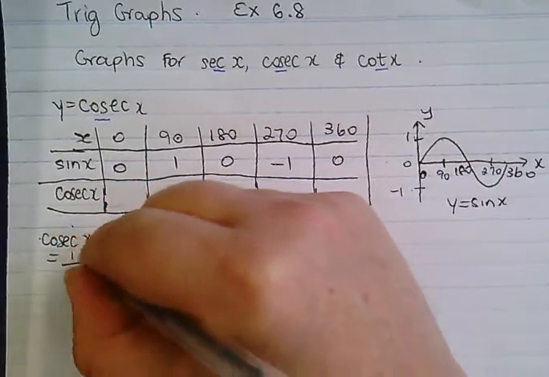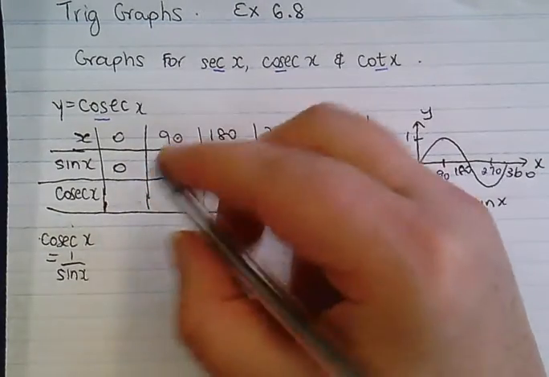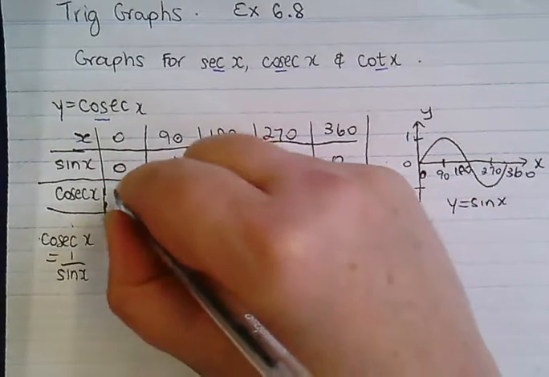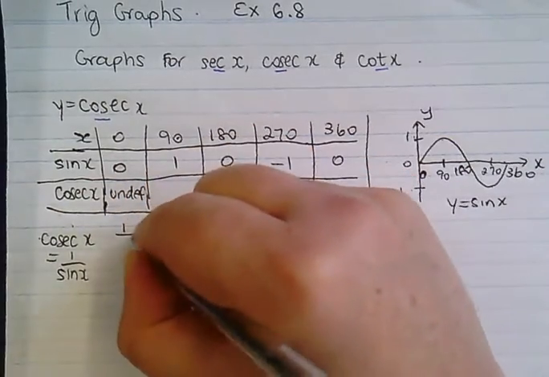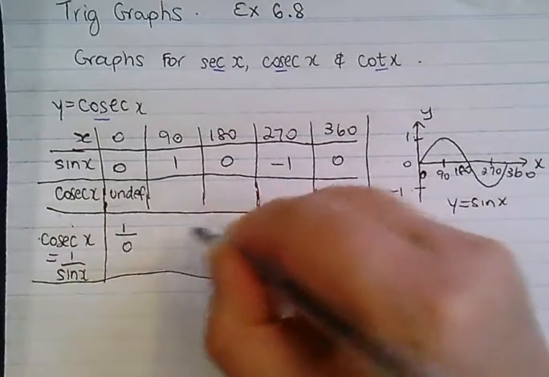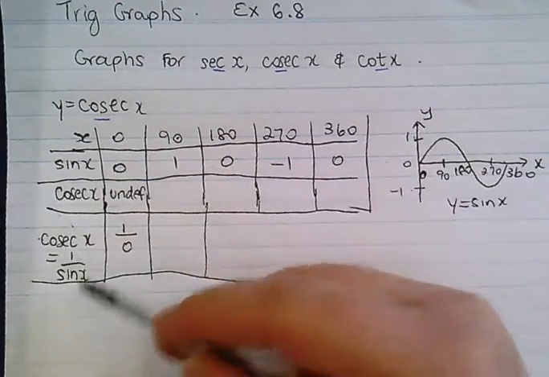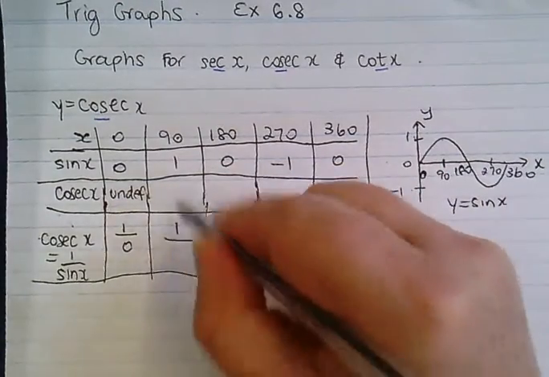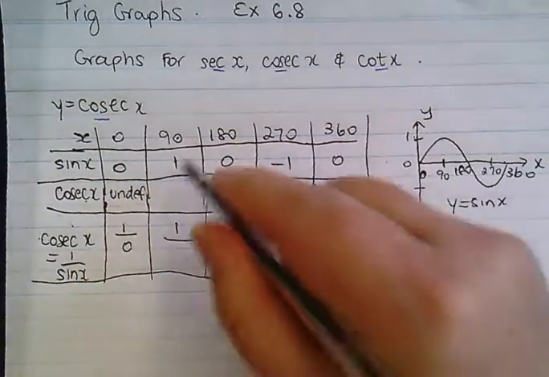is 1 divided by sine x. So what's 1 divided by 0? 0? No, it's not. It's undefined. So it's undefined because it's 1 divided by 0. I'll just put the working out down here. It's undefined. So remember, cosec x is 1 over sine. So therefore cosec of 0 is undefined.